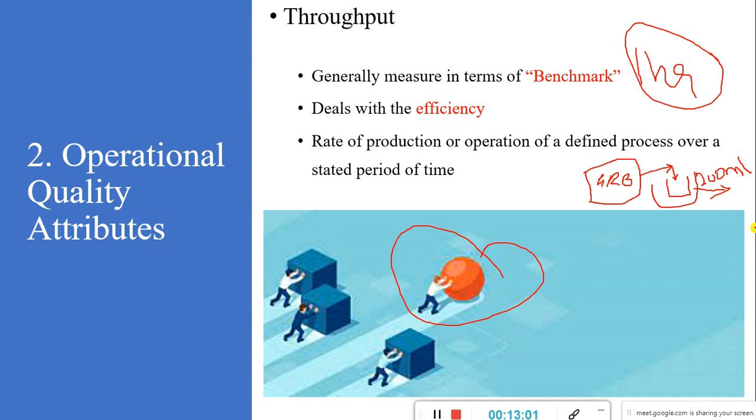So the next important point, whenever we design embedded systems, that must be in our mind, is throughput. Throughput talks about the efficiency, it sets the benchmark, and the higher the benchmark, the higher the efficiency. That's it.